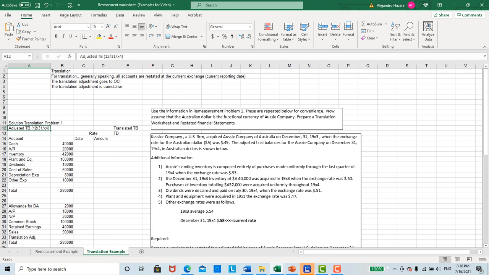Okay, the December 31st inventory of Australian dollars 40,000 was acquired in 19X3.